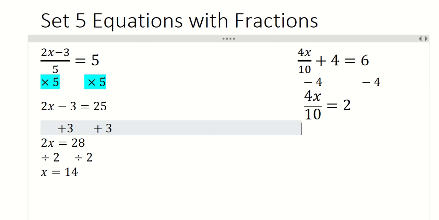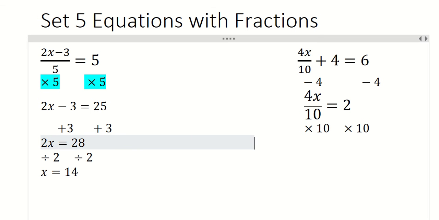Sorry, this is really difficult to type. So times 10 and times 10. Now that gets rid of these two 10s, so you can cross those out. And on the first side, we are left with just the 4x. And on the second side, 2 lots of 10 gives me 20. Equals 20. Okay, 4x equals 20.